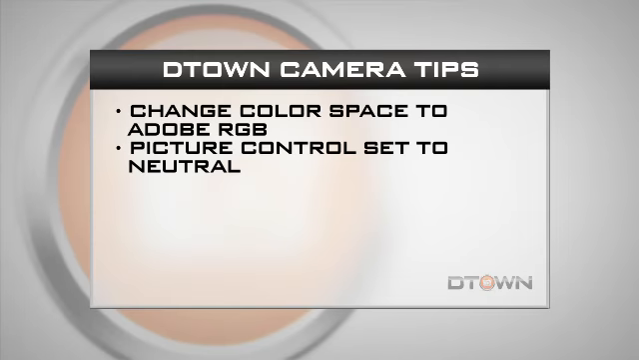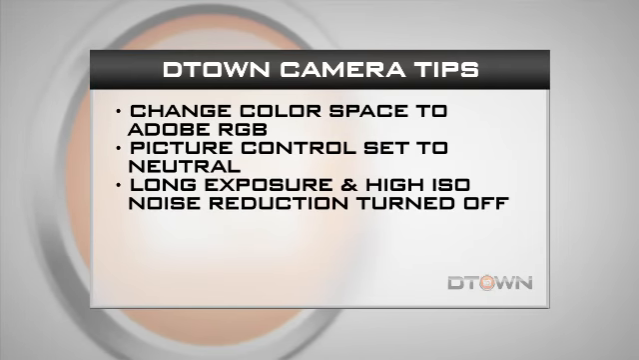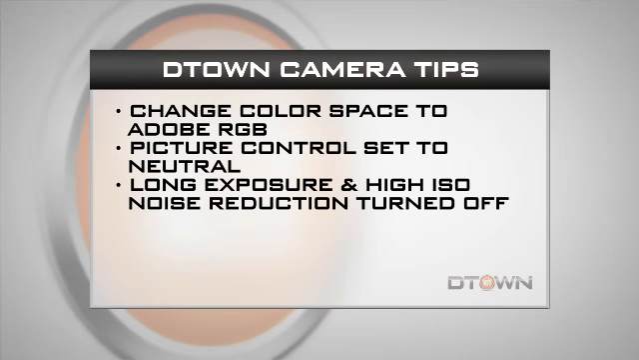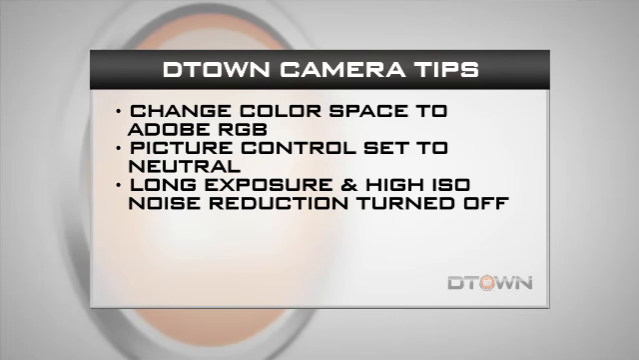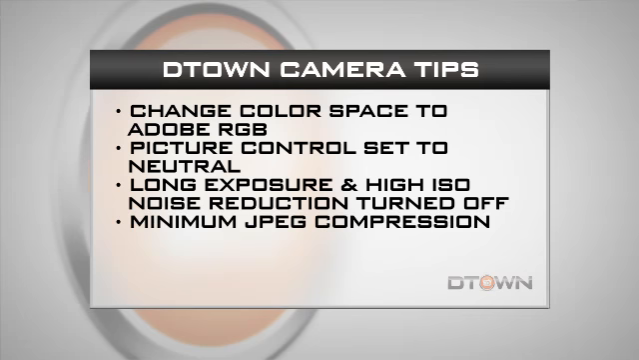But beyond that, there are other controls inside the camera. On mine, I'm just going to give you a quick list of my settings and then a little bit of the logic behind it. I have the picture control set to neutral. I have the long exposure noise reduction and the high ISO noise reduction turned off, and I'll tell you about that in just a second. And then I also have minimum JPEG compression.